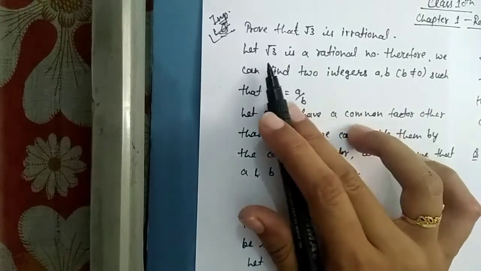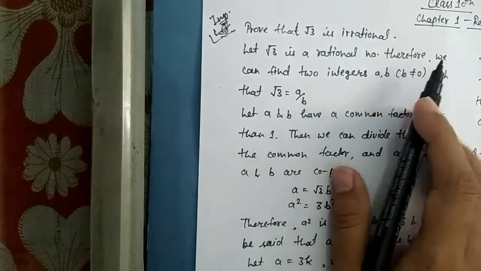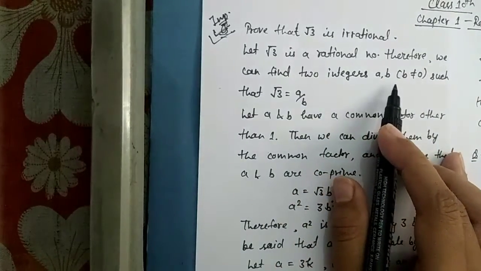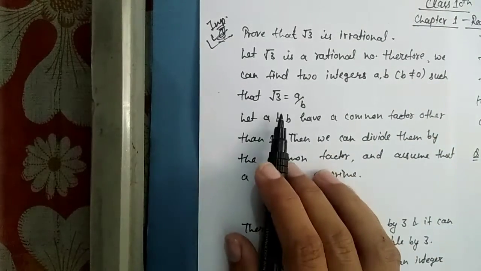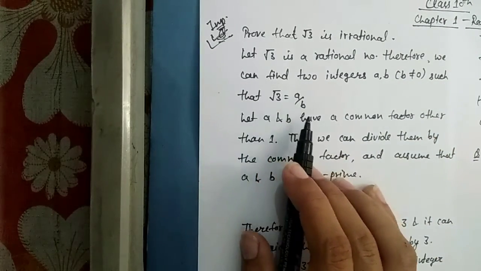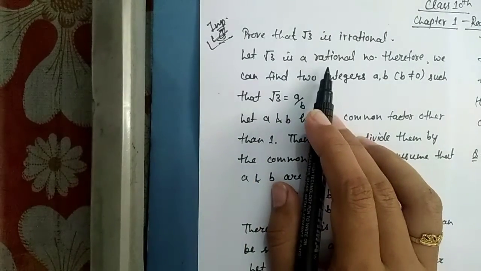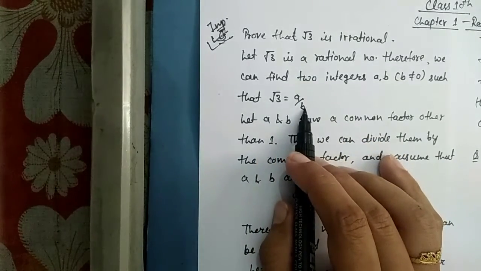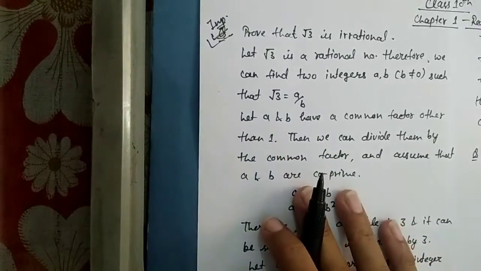ठीक है? Let root 3 be a rational number, therefore we can find two integers a and b, where b is not equal to 0, such that root 3 is equal to a upon b. ठीक है? यानी कि we are taking root 3 as a rational number. If root 3 is a rational number, it should be equal to a upon b. Okay? For this description, you can see my previous video of this chapter.